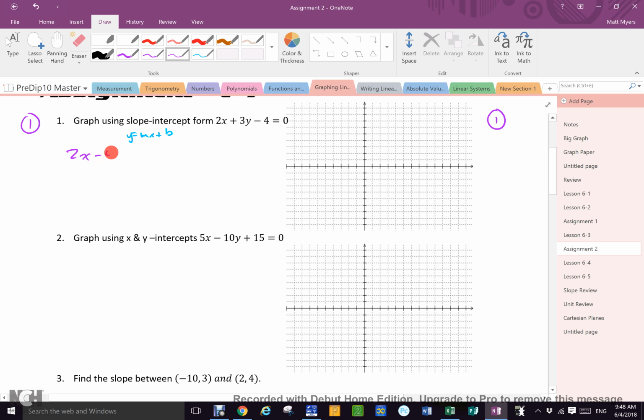2x minus 4 equals negative 3y. Most of you will have moved the y because you want to isolate y. I don't recommend doing that. I recommend moving everything else because y is already positive. When you guys make that y negative, you screw up. But most of you probably did this for a first step. That's okay. Now I got to divide by negative 3. So it's 2 over negative 3x plus 4/3 equals y. That gets you 1 point.